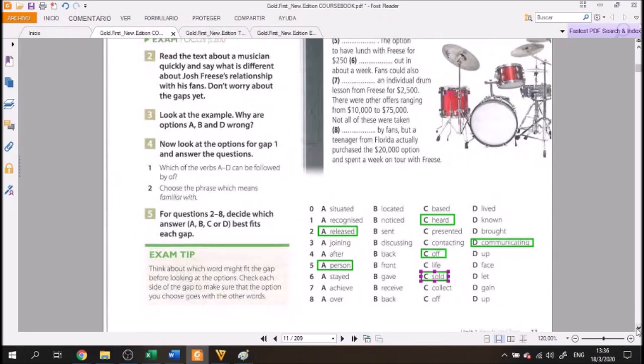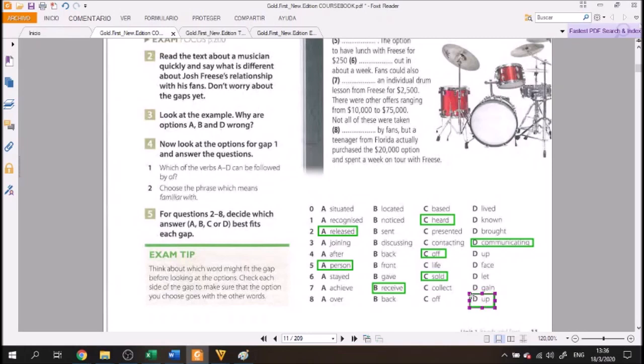Fans could also, number seven, what have you chosen? Yes, receive a lesson. They could also receive an individual drum lesson from Frizz for $2,500. There were other offers ranging from $10,000 to $75,000. Wow. Not all of these were taken.